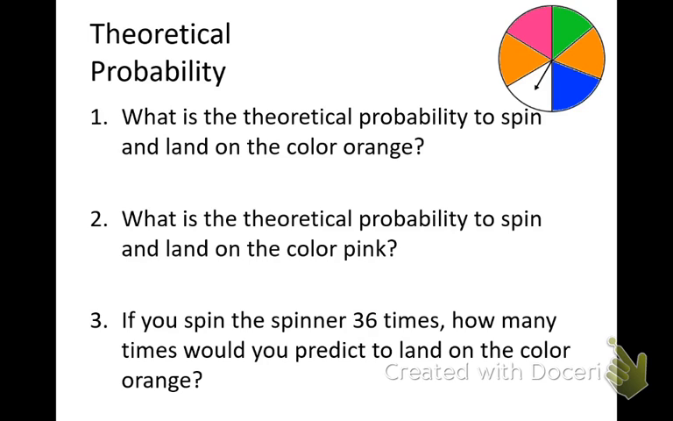So go ahead and write down theoretical probability on your piece of paper. Theoretical probability is what should happen. That's why it's called theoretical. So theoretical probability is what should happen. I thought that was perfect, perfect, perfect.